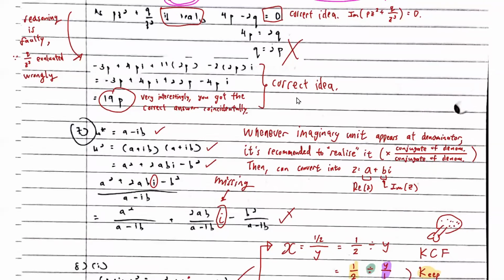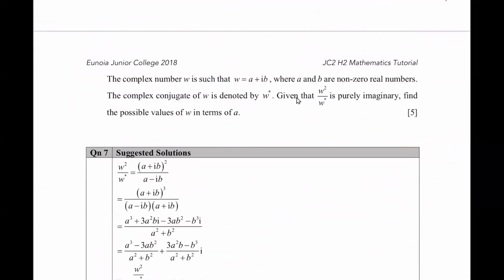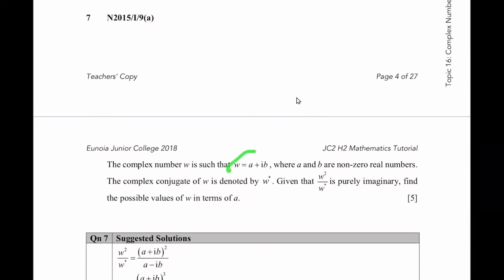So let me read the question first. I can't remember what exactly they asked. Okay, question 7. Complex number w is this fella. You have a and b are non-zero real numbers. w star is the complex conjugate. w square over w star, they tell you purely imaginary. Find the possible values of w in terms of a. Okay, let's just go through the solution.